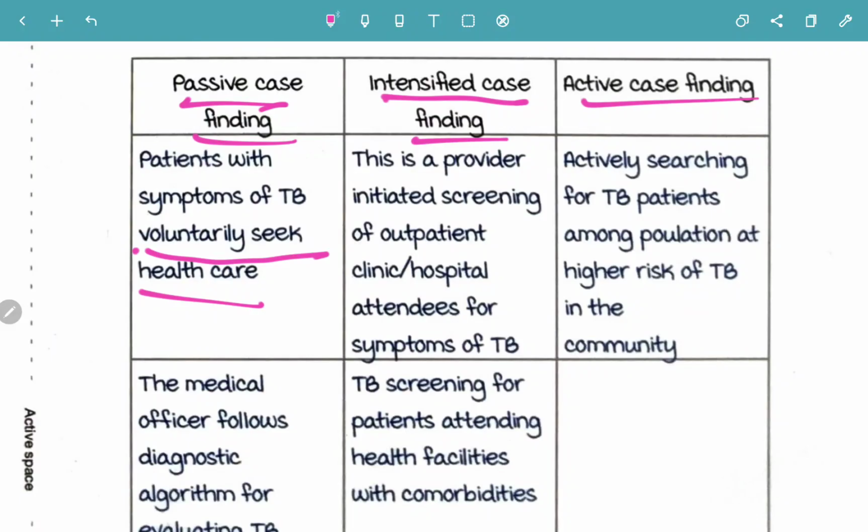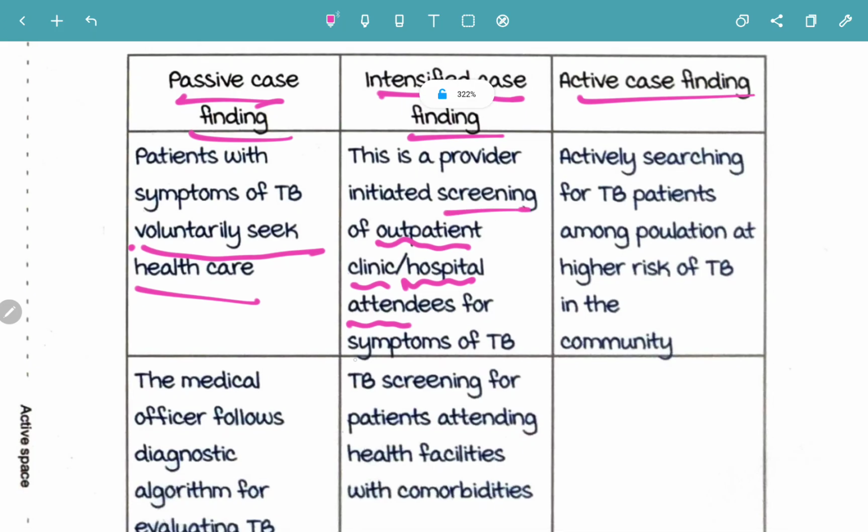In case of intensified case finding, this is a provider-initiated screening of outpatient clinic or hospital attendees for symptoms of TB. So all the hospital attendees, or any outpatient clinic attendees, basically the healthcare workers, will be screened for symptoms of TB. Screening of outpatient clinic or hospital attendees comes under intensified case finding.